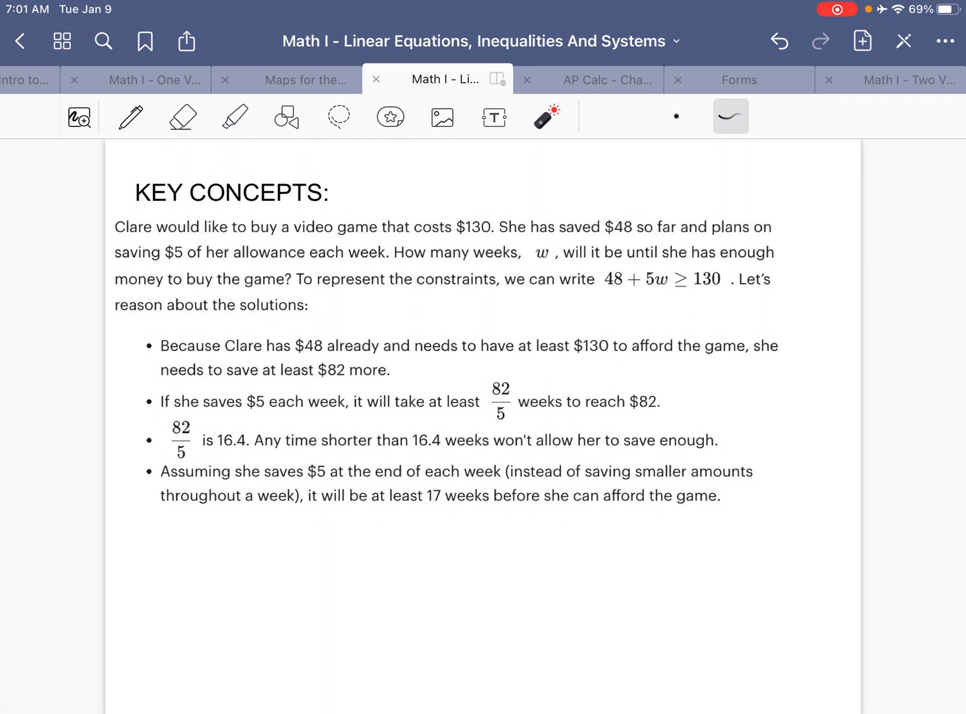Well, to represent the constraint, we can write this inequality. I try to focus more on writing the inequalities. So if you think it through, she has $48, so 48, and she's going to be saving $5 each week. So she's going to be adding to the amount that she has $5 every week for some unknown number of weeks, which we're calling W in this case.